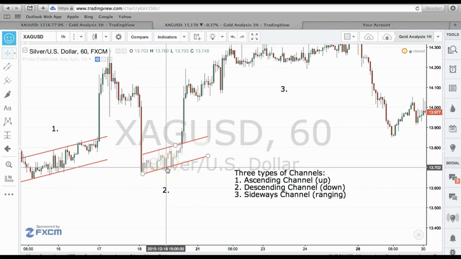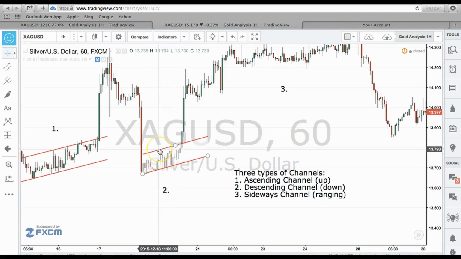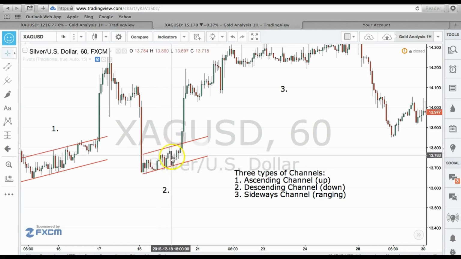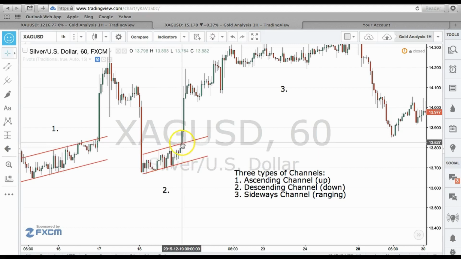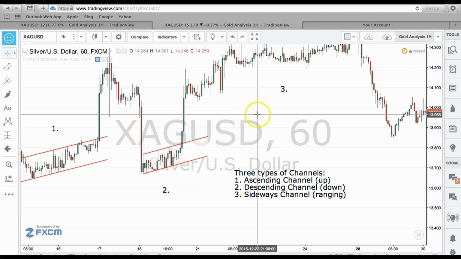So the bottom of the channel acts as support. As we notice here, price reverses and bounces off right here and right here as well. The top acts as resistance, reverses off right here, reverses off. And right here is where we actually catch our breakout. We notice price breaks out from around that 13,830-ish area, all the way to about the 14,110 area. So that would have been our second ascending channel.